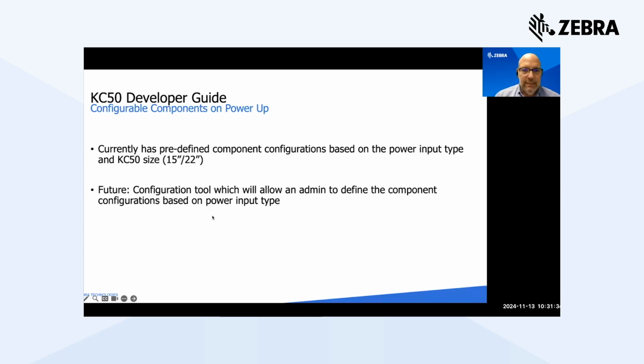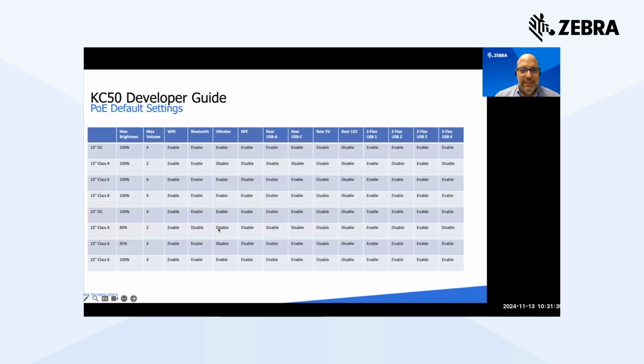And on the next slide, I have a little bit about that. Yeah, so these are the default settings. I'm not going to go through everything. Obviously, there's a lot here, but basically, in the left column, it shows the different KC50 configurations. These are a 15-inch through 22-inch, and then the different power inputs. And if you look across the top, those are the different parameters that can be modified in the configuration. So these are currently the default values, and the customer will be able to configure those themselves in the future, because you can see what they're set to.